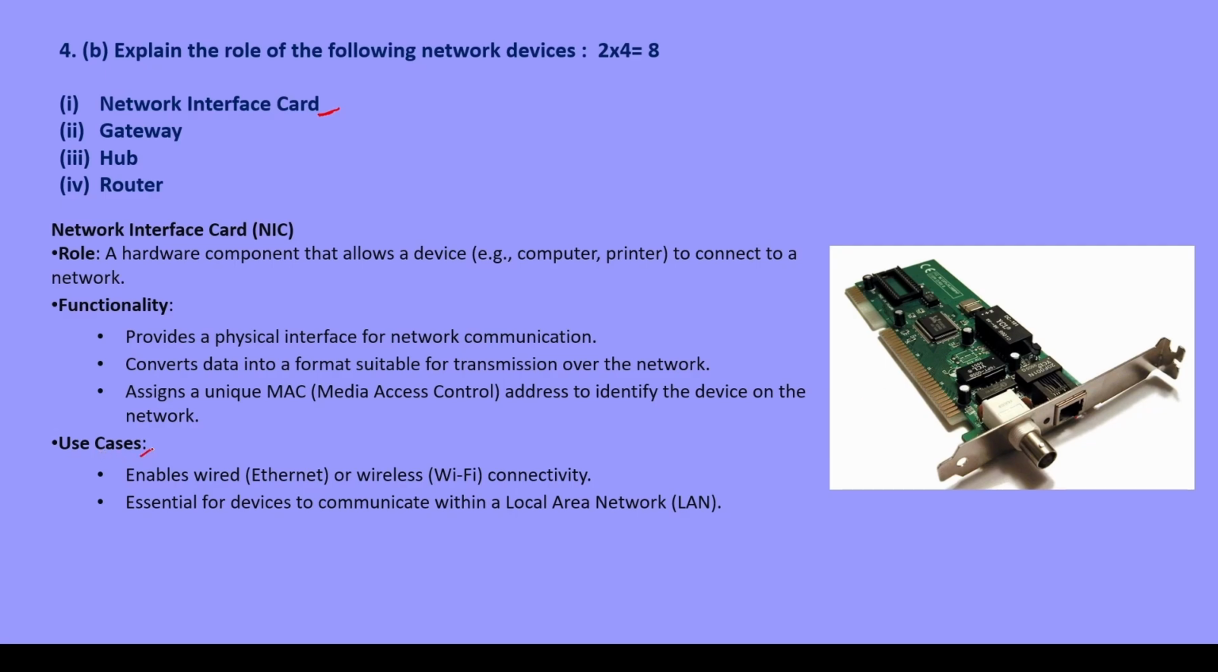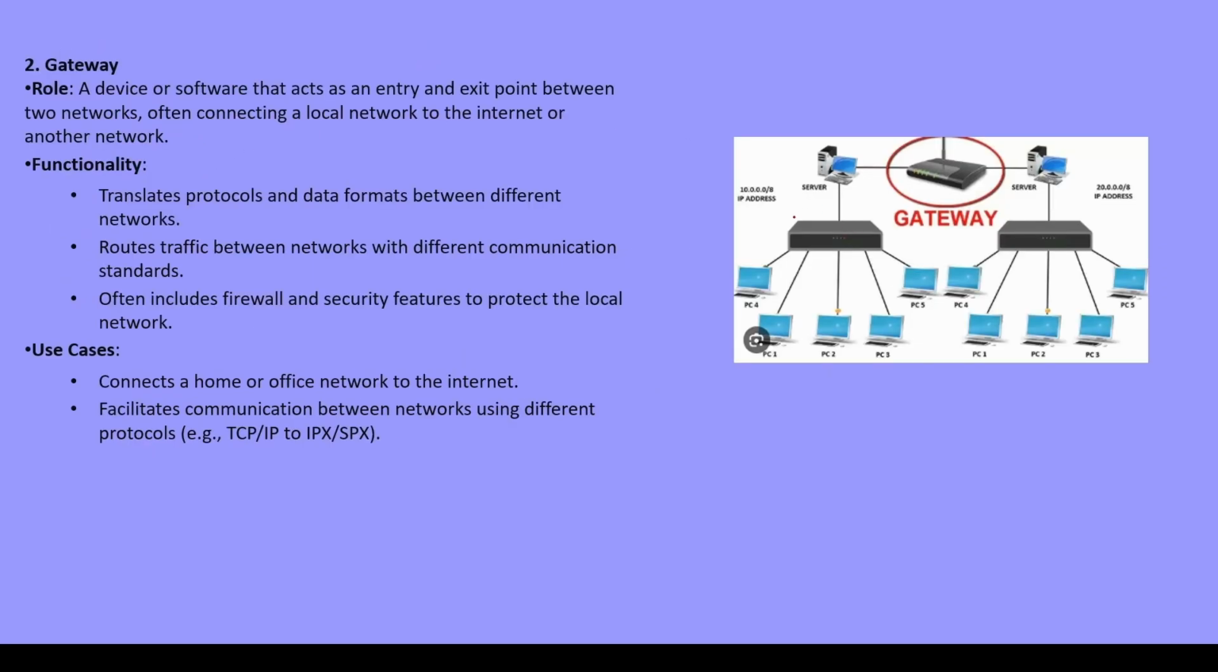As you can see, use cases enable wired Ethernet or wireless Wi-Fi connectivity, essential for devices to communicate. Gateway. What is the gateway? Gateway, as you can see, provides many computer functionalities and translates protocol data between different networks. Here you can see the gateway often includes firewall security and other things.